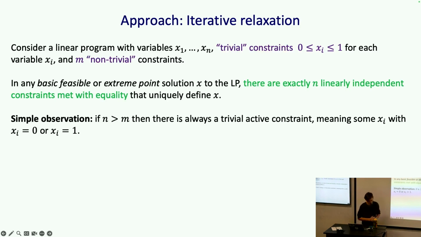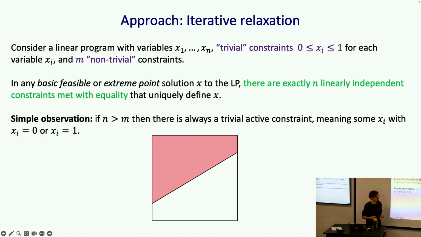So here's a simple observation. Sounds almost silly. If n is greater than m, so if the number of variables is greater than the number of non-trivial constraints, then at any vertex, any basic feasible extreme point solution, there's always a trivial active constraint. There's going to be some xi that's set to 0 or set to 1. So pictorially, if n equals 2 and I only have one constraint, then whenever I optimize, I should hit a face of this box, which is telling me that my variables are between 0 and 1.